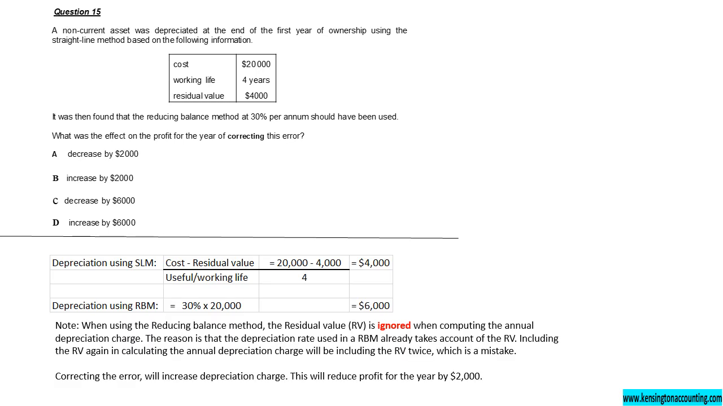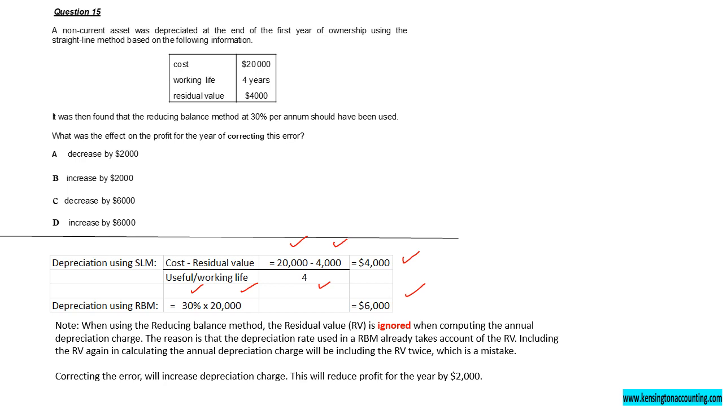Now, using the straight line method, what is the depreciation? It is cost minus residual value divided by the useful working life. So it's 20,000, which is the cost, minus the residual value, divided by the useful life or working life. We get 4,000. Now, the depreciation using reducing balance method is the percentage times the cost. So it's 30% times cost, which is 6,000.